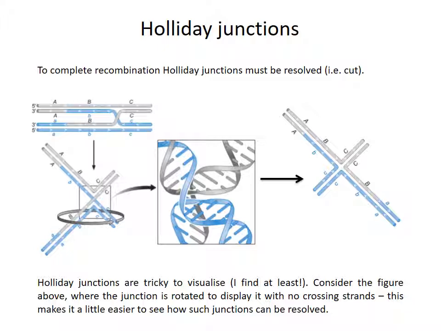But I think it's quite useful if you look at this particular representation of a Holliday junction and a crossover event here, where the chromosomes have been twisted, rotated in this plane, so that they no longer have any crossing strands. And this enables you to see the two possibilities in terms of resolution. In effect, when this Holliday junction is resolved, cut, for want of a better term, you can either resolve the cut this way or you can resolve the cut that way to reconstitute the two separate chromosomes. And depending on which cut you opt for, you are going to generate different chromosomal structures with different crossover events.